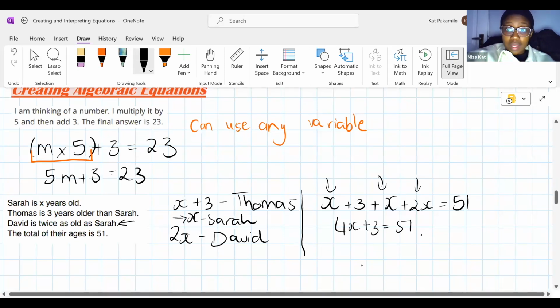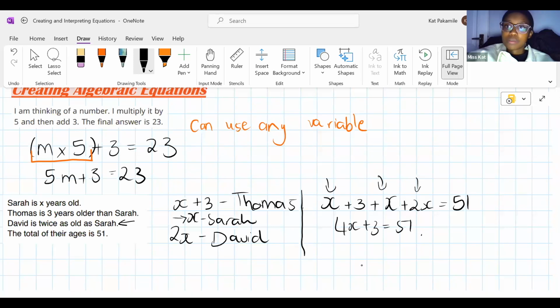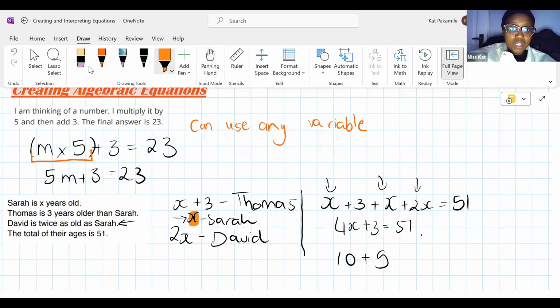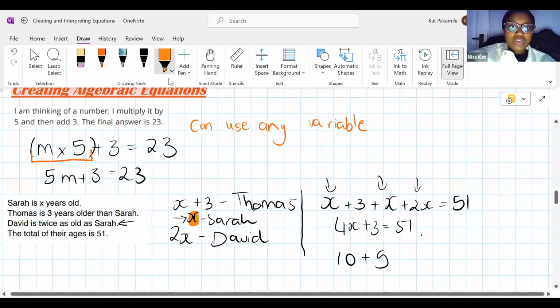Think about it, Otenda. How old are you? Okay, no, that's a personal question, don't answer it. Let's say you're 10. If I say to you, your sibling is 5 years older than you, how would you work out the age? What does older mean? You're going to take the 5 and the 10 and add them. So that's what we did. If Sarah is X years old, and Thomas is 3 years older than Sarah.